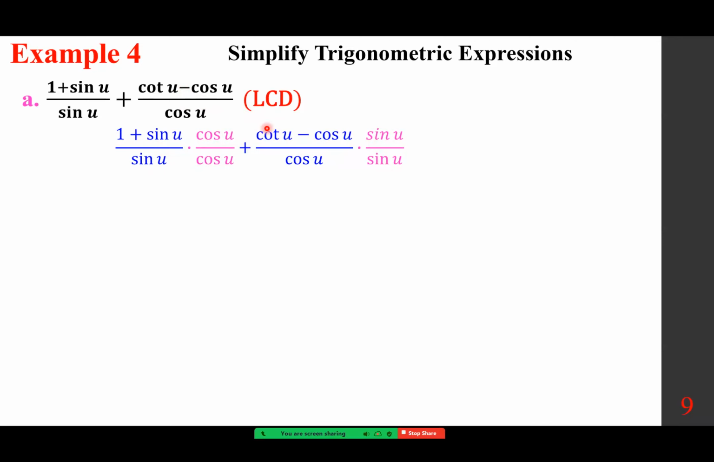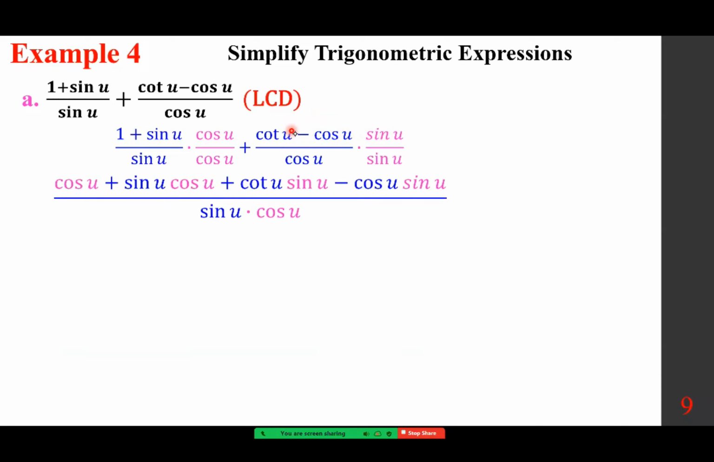Now let's put everything in the numerator together. So first, cosine times 1 is cosine u. Then the product of these two is simply sine u cosine u. Plus cotangent and sine, when you multiply, we get cotangent u sine u. Minus cosine u sine u. So simply put, distribute, everybody. Distribute and observe.